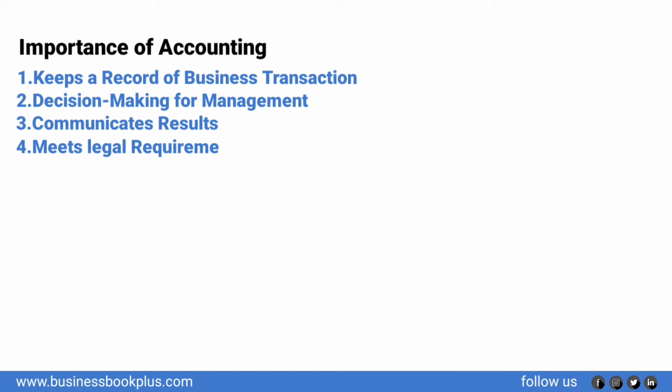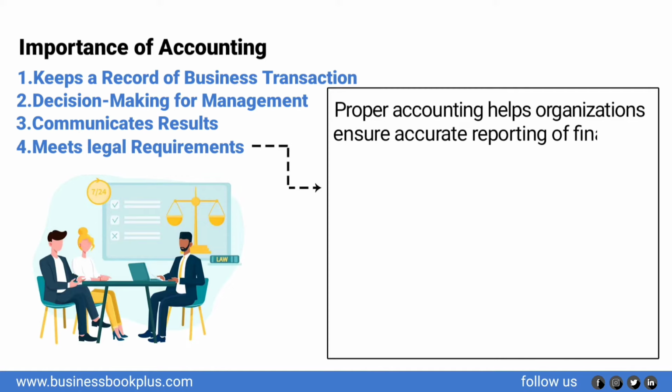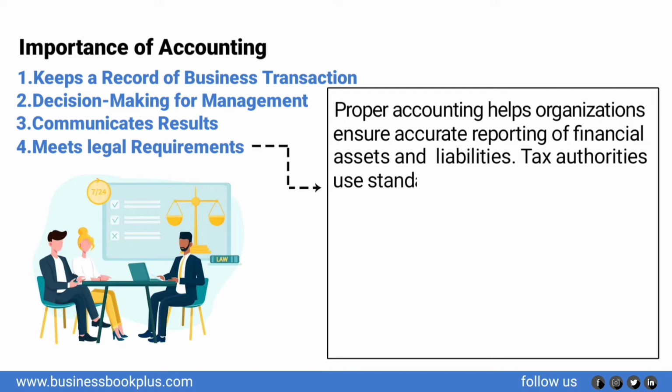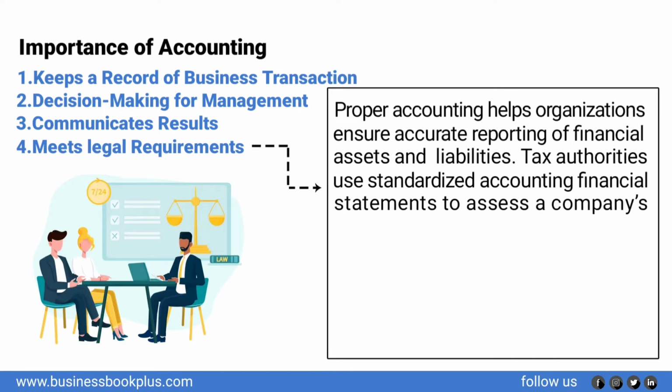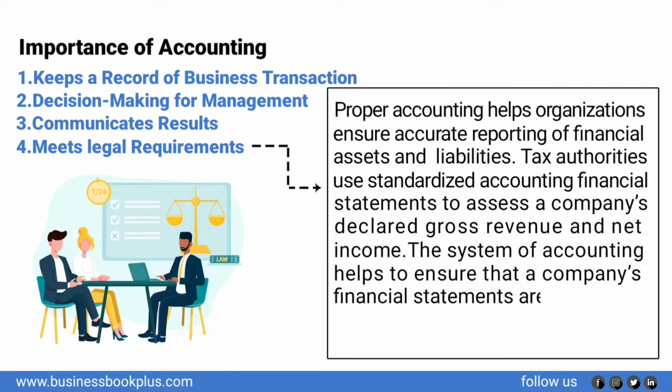Accounting meets legal requirements. Proper accounting helps organizations ensure accurate reporting of financial assets and liabilities. Tax authorities use standardized accounting financial statements to assess a company's declared gross revenue and net income. The system of accounting helps to ensure that a company's financial statements are legally and accurately reported.